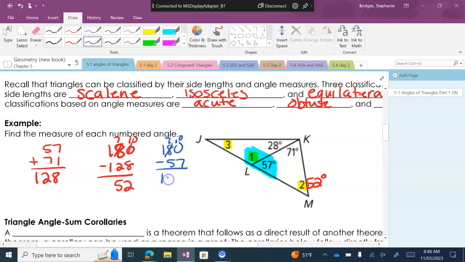So that's going to give me, what, 123? Okay, so angle 1 is going to be 123 degrees. And then how could I find angle 3? What two numbers do I add together? 123 and 28, yep.